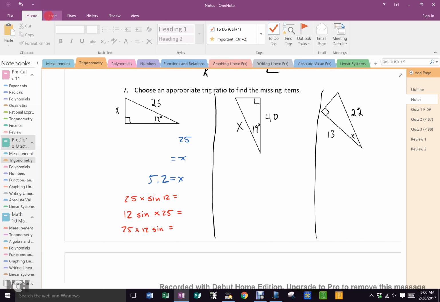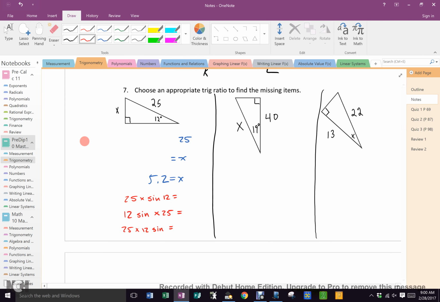Everybody good? I'm going to rewrite all that stuff that disappeared right now. Theta equaled 12. H equaled 25. O equaled X. And then sine 12 equaled X over 25. So 25 sine 12.